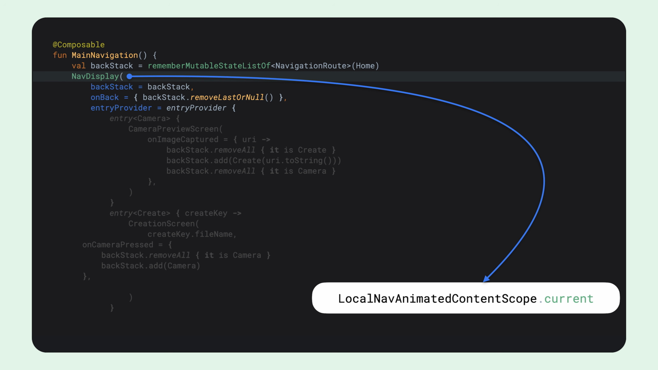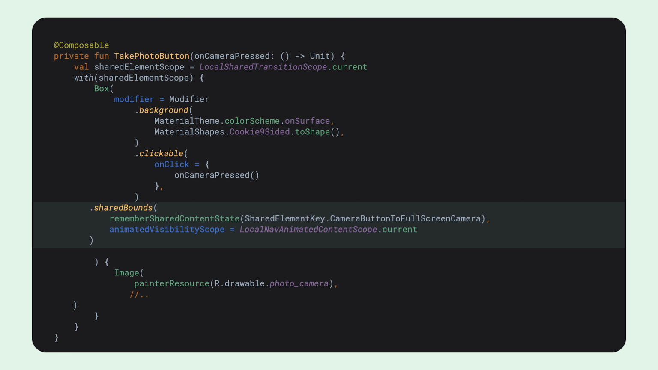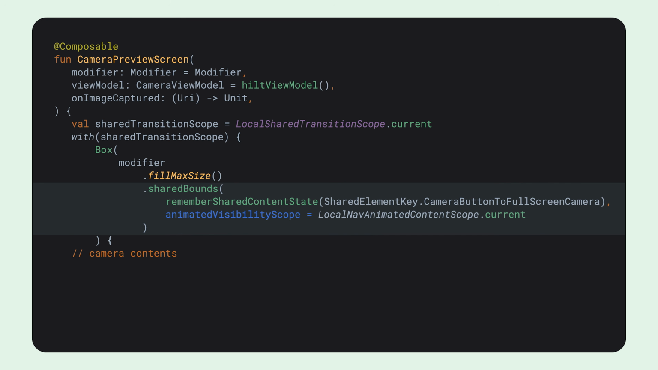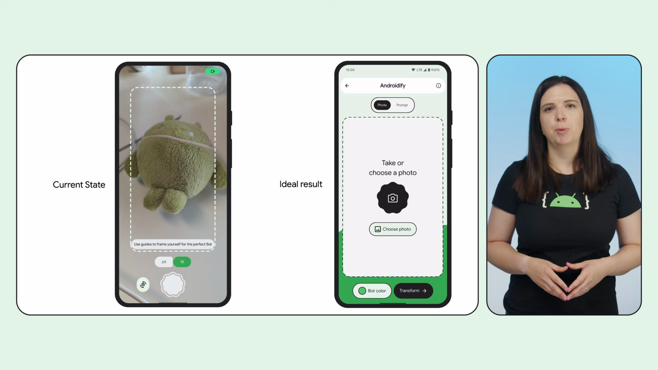We are using Navigation 3 in this sample, which provides a built-in composition local we can access when needed. Perfect. Now, we have the correct scope set up. We can add the shared bounds modifier onto our content. We first add it onto the Take Photo button, passing in the key and the animated visibility scope from Nav3. We then add the same modifier onto the full screen camera screen composable. We should have a shared element at this point.